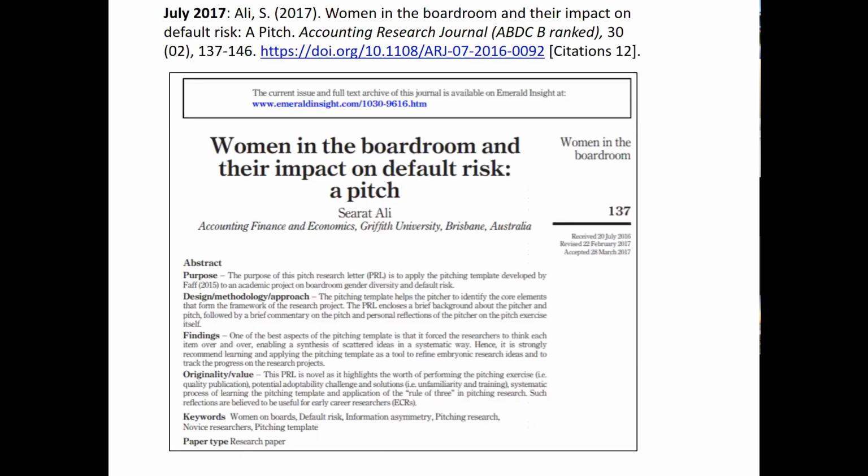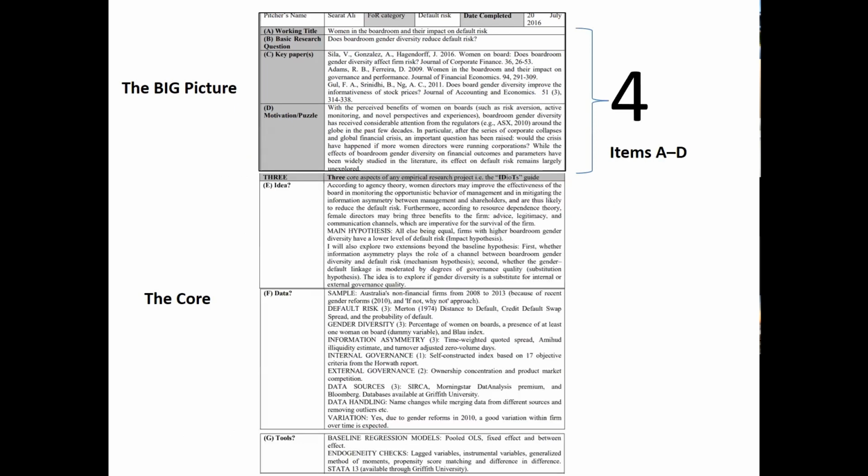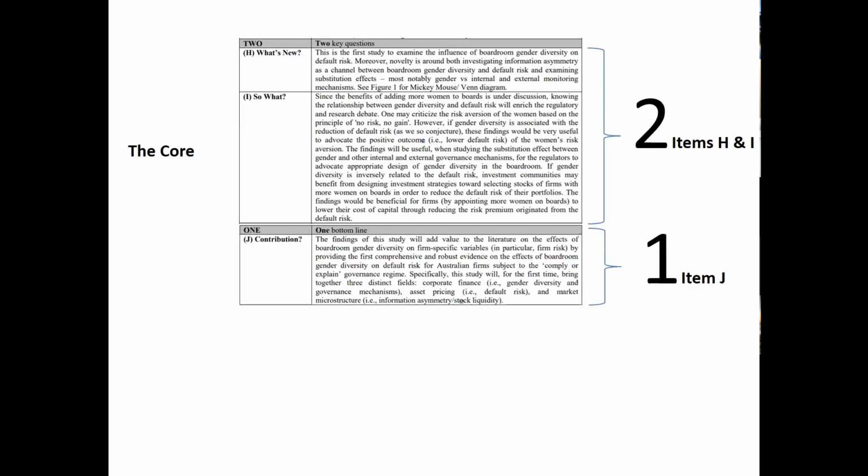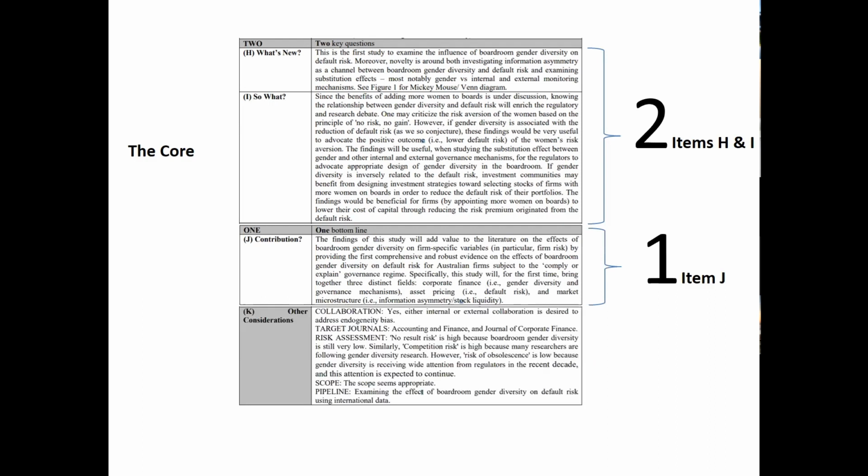Okay, so here is the pitch research letter that I published. This is from Emerald Journals, Accounting Research Journal. I'm just showing you the template, how it looked. You can see the big picture: the entry, the first four parts, the working title, the basic research question, key paper, motivation and puzzle. These are four items, A to D. Then the core part starts: the idea, the data, the tools. These are the three. Then the other two parts, H and I, what's new, so what. And then we have the contribution, item J. So 4, 3, 2, 1. And then plus one is item K, other considerations.